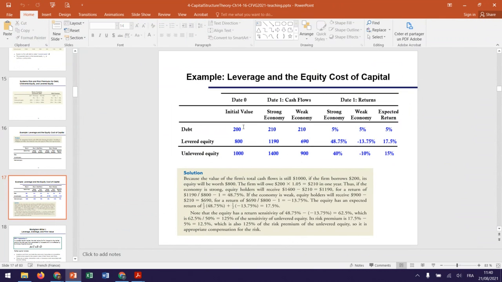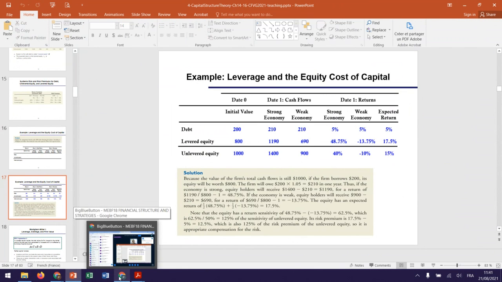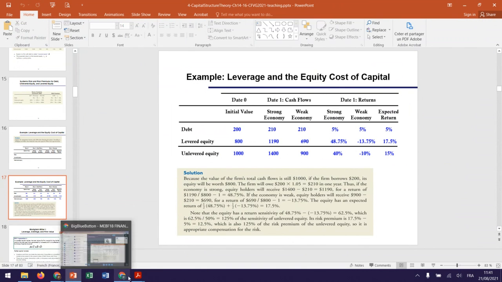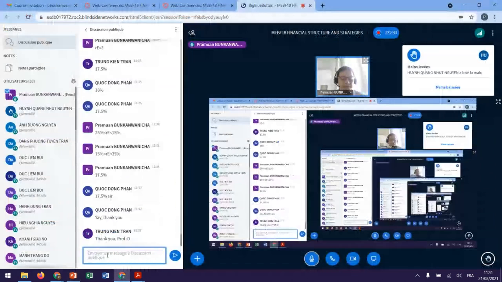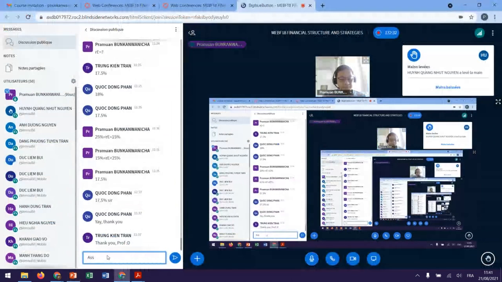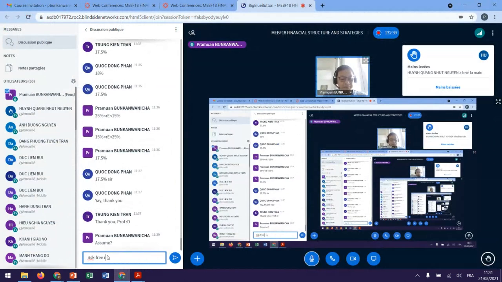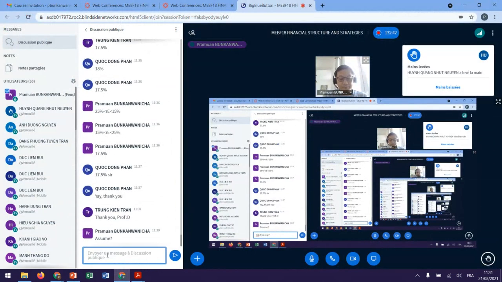The debt holder will get 210. Again, they assume the risk-free rate. Do you think that this makes sense to assume the risk-free rate? It's possible to assume that the debt interest rate, or the cost of debt, is 5%. Is this a good assumption? Can we assume risk-free? Yes or no?